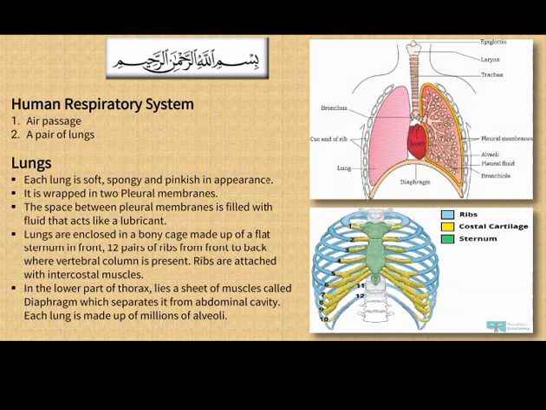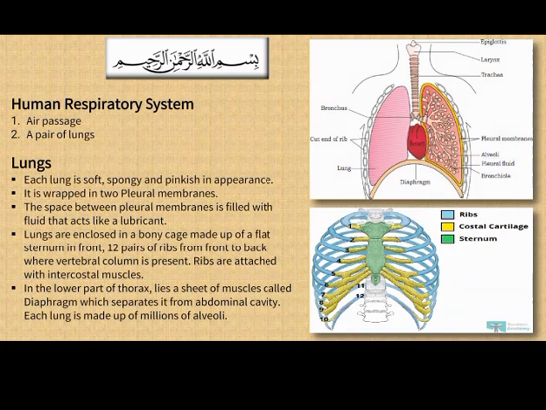The pleural membrane is also shown in yellow color. You can see that a yellow colored line basically shows the pleural fluid, which acts as a lubricant. This pleural fluid is enclosed between two membranes which are called pleural membranes. So the space between the pleural membranes is filled with fluid that acts like a lubricant.